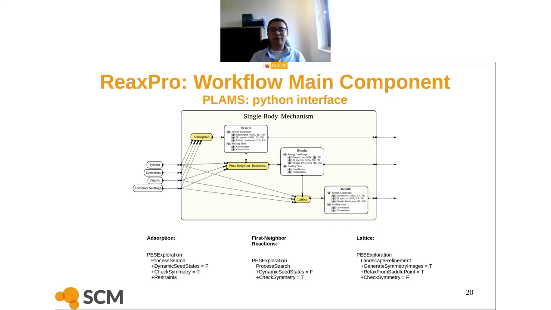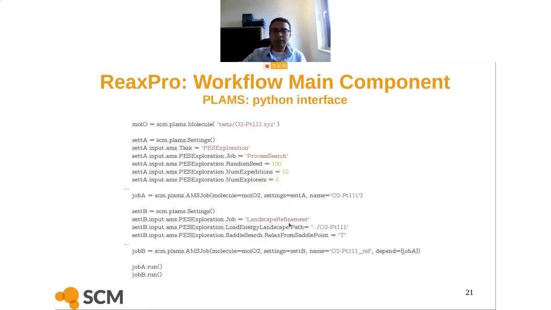Again, we're going to have another energy landscape that we can use, for example, for a refinement process using a different level of theory, or just using symmetry operators to generate the whole set of structures, like is in this case. So this is how this kind of Python input files looks like.